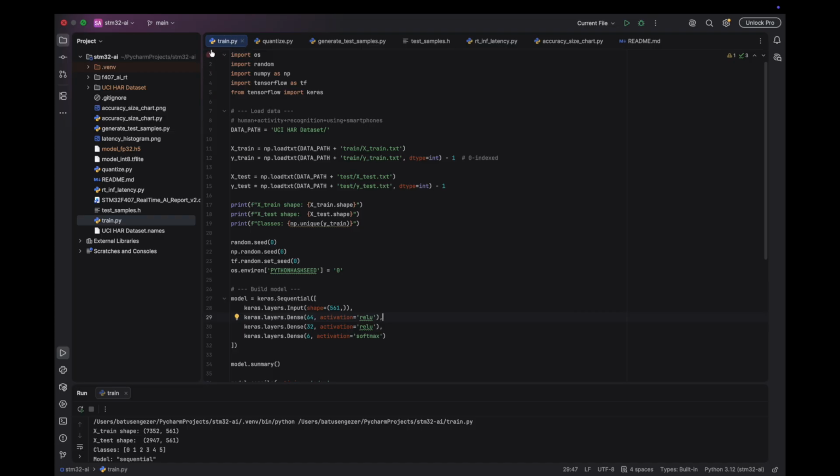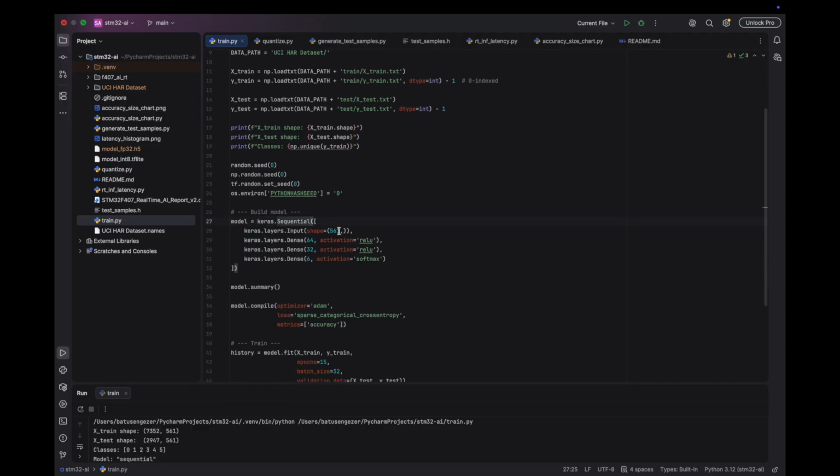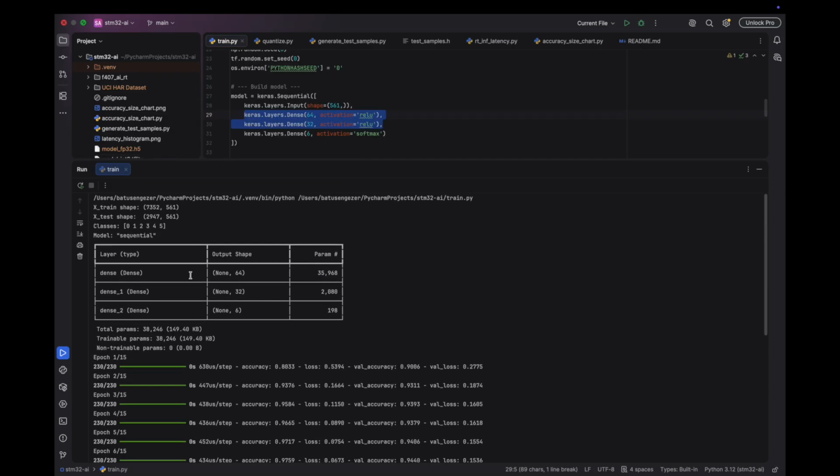The model itself is intentionally simple, a fully connected network with 3 layers built using TensorFlow and Keras. In the code, it's just a sequential model, 561 inputs down to 64 neurons, then to 32, then to 6 outputs. Between the layers, I use ReLU activations, which simply zero out any negative value and pass positive values through unchanged. That nonlinearity is what lets the network learn complex patterns rather than just linear relationships.